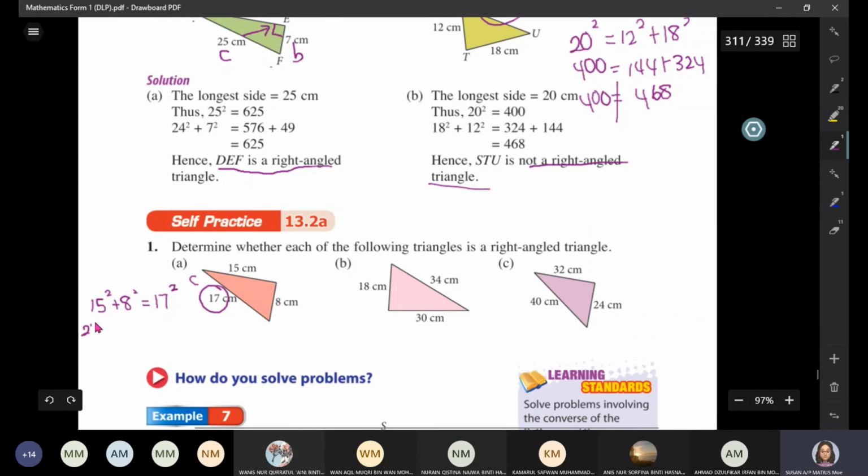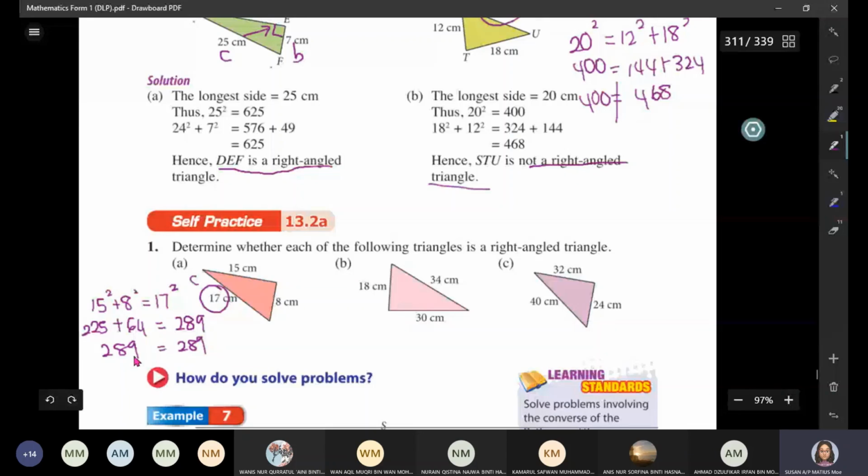So use a calculator, or maybe you already remember the squares. Remember, I told you to memorize, or just to understand, what the square numbers and the cube numbers are. If you already know them, maybe you can try to make a connection. 225 plus 64, yes, 289. 289. That means the value is the same. This will become a right angle triangle. Easy. Okay guys? Very easy. This chapter is teacher's favorite because it's very easy.